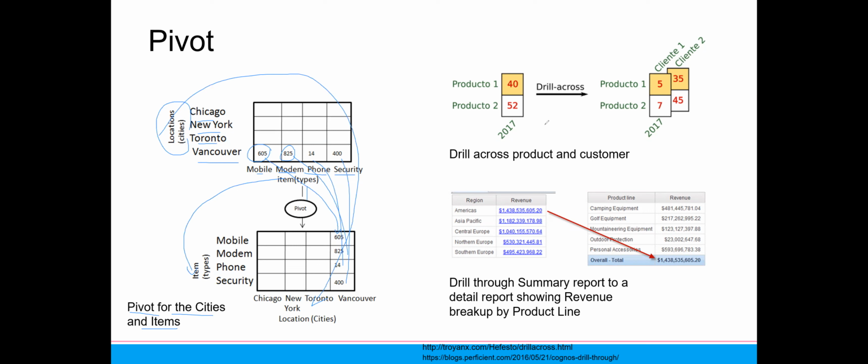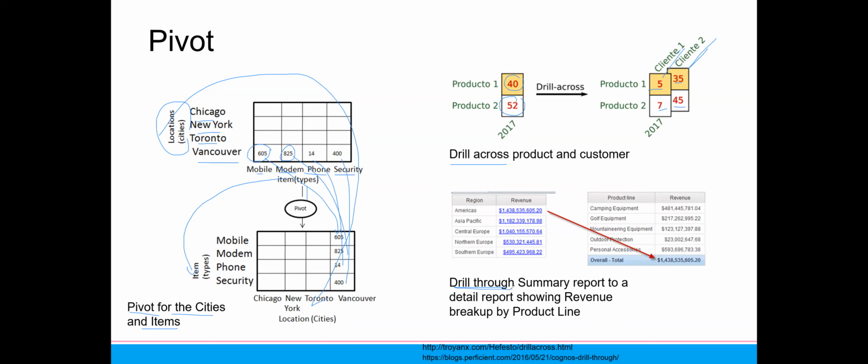There's another process or procedure in the data cube. We call it drill across and drill through. For drill across, you can see, for example, product 1 is 40, product 2 is 52. So I want to know each of the details: product 1, client 1, product 1, client 2. So it means I want to go across for more detailed information. This one is product 2 of client 1 and product 2 of client 2.